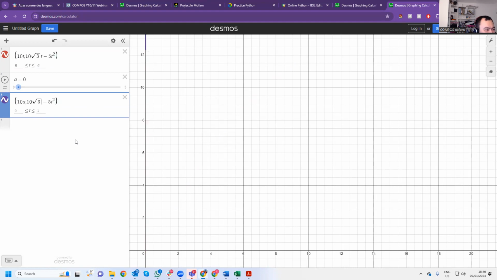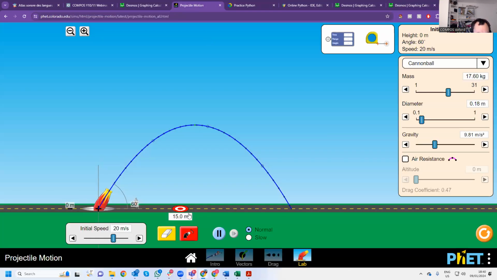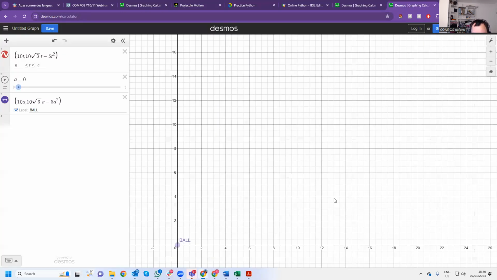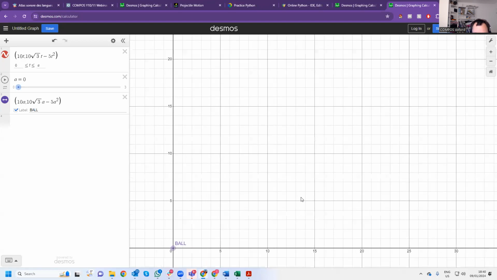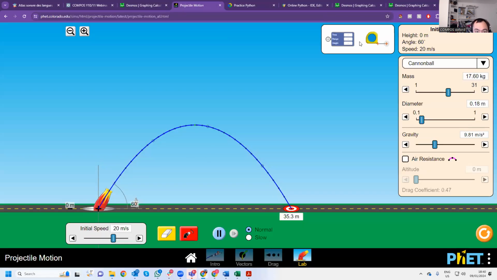What if I do this? Yes, finally. Ball. Right, so here's the ball. It's supposed to land at about 35 meters, so let's check if that is the case. We'll need 35. It should take us about 3.5 seconds. So let's change the time.